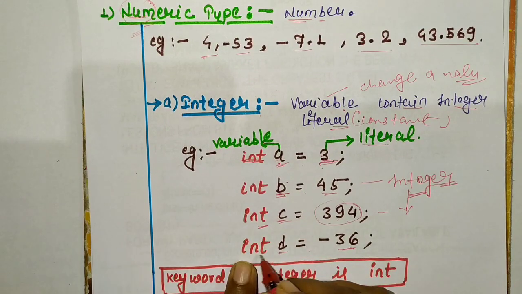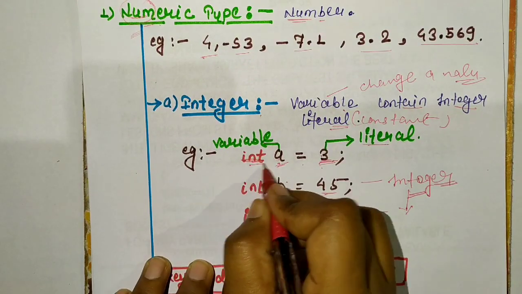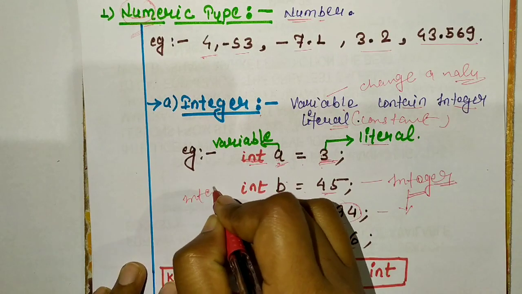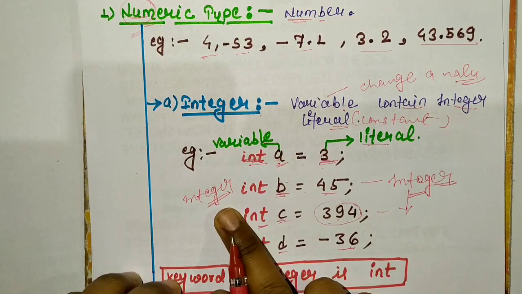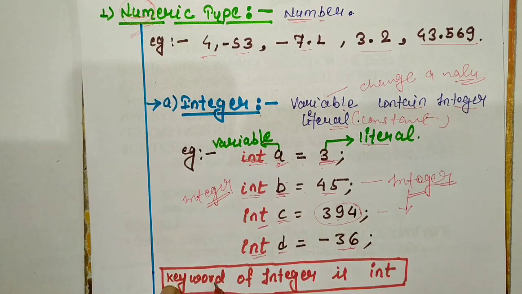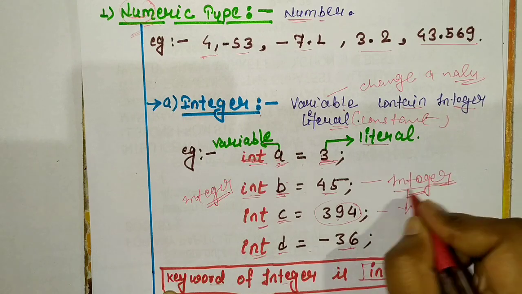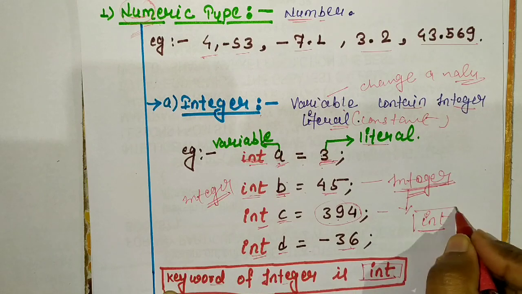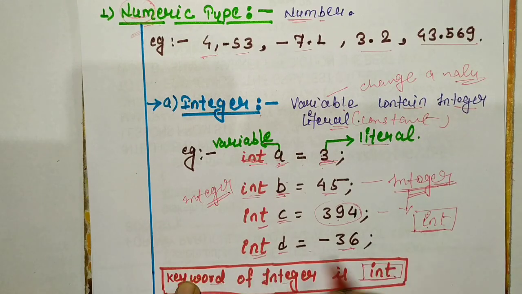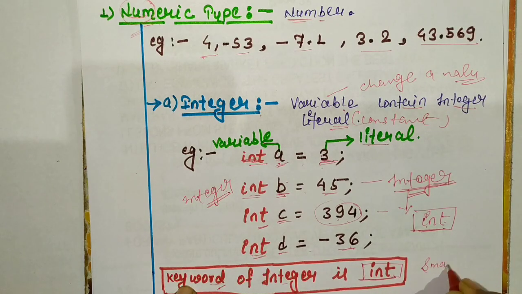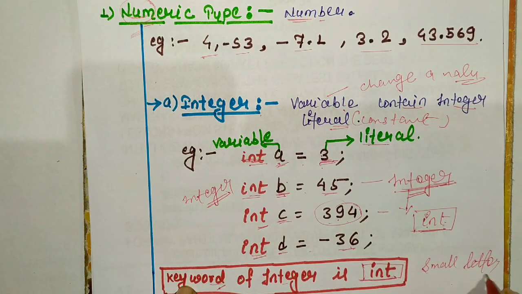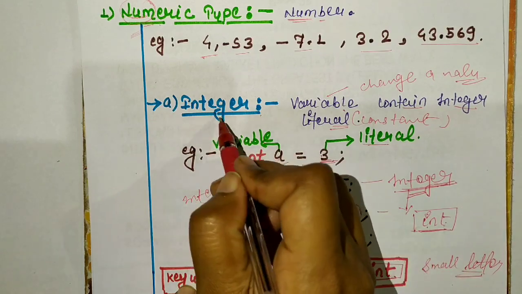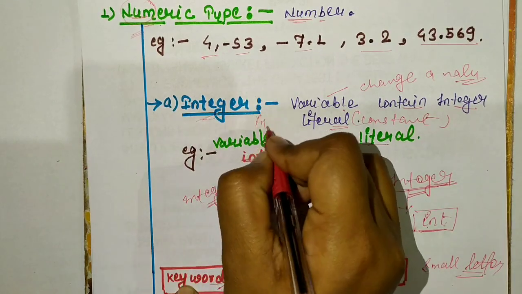So the data type of D is integer. Why do we write only int? Why can't we write the full word integer? Because the keyword of integer is int. We don't write integer, it is wrong. We can write only int in small letters, because int is a keyword, and a keyword can be written only in small letters, not capital letters. The keyword of integer is int.